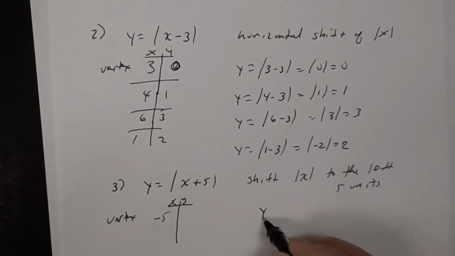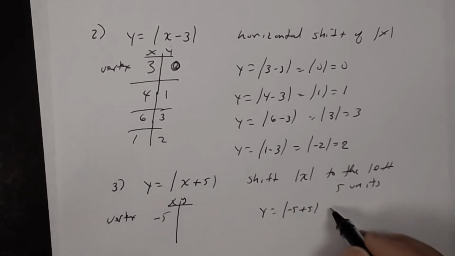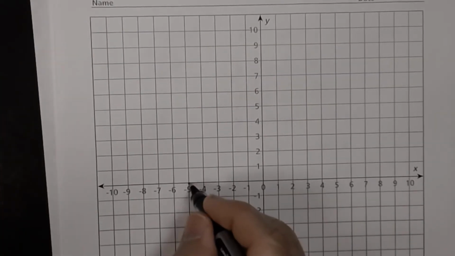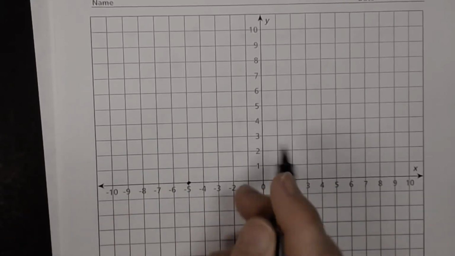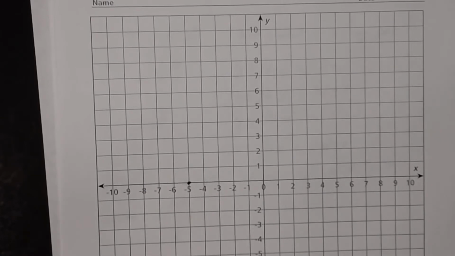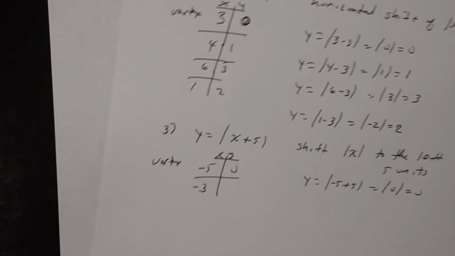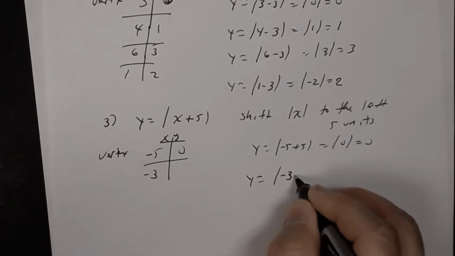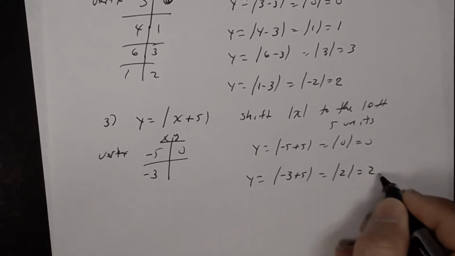So let's see. So I get y equals the absolute value of -5 plus 5. -5 plus 5 is 0. And what's the absolute value of 0? 0. So that's correct. My vertex is -5, 0. And then all I've got to do is just pick 2 points on this side, 2 points on that side, and I draw my graph. Okay? So let's say -3. If x is -3, I get y equals the absolute value of -3 plus 5. Negative 3 plus 5 is 2. The absolute value of 2 is 2.